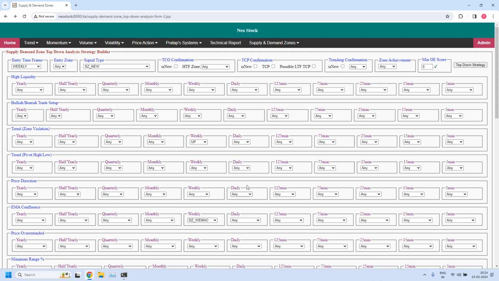Now what I do, we will check the supply zone with weekly EMA confluence, supply zone with weekly EMA confluence. But the trend should be downtrend, then only it makes sense. So that's why in the weekly time frame, I am selecting down.